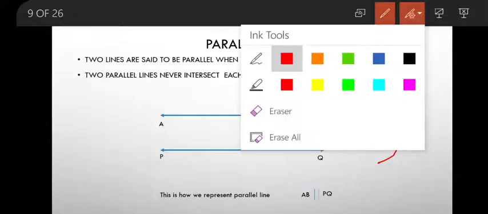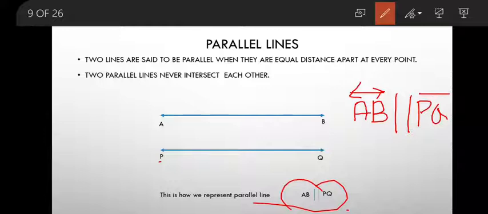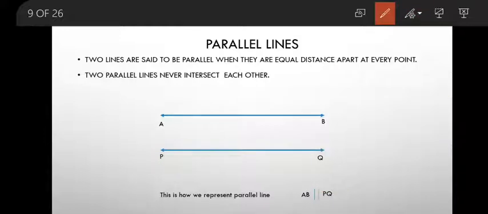How to represent parallel lines? This is how we represent parallel lines. First is line AB, put this sign of parallel lines between, then the second line is PQ. This is how we represent parallel lines. Okay, let's move forward.